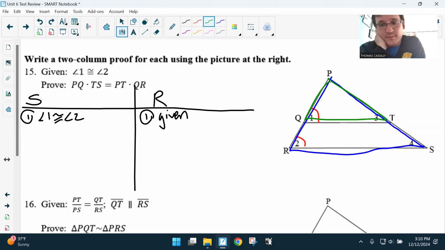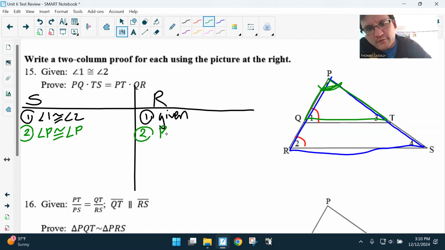All right. Both the big triangle and the small triangle share angle P. So on step 2, I'm going to say, well, look, angle P is congruent to angle P. And how do I know that? What property lets us say anything is congruent to itself? Well, that, of course, is the reflexive property. All right, angle P is congruent to angle P.